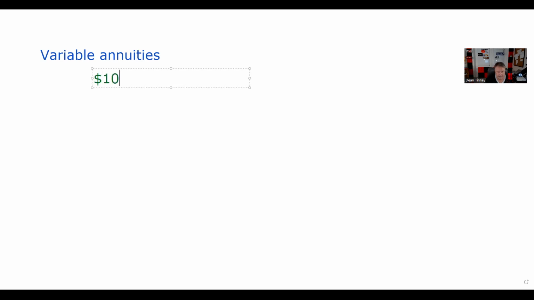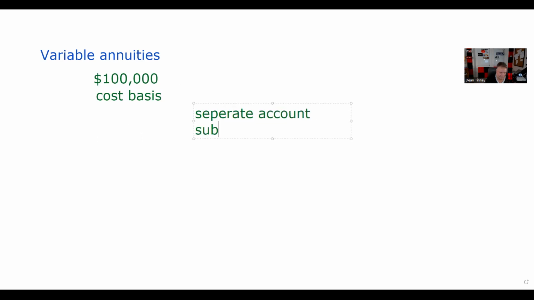And so now we're going to put $100,000 into this variable annuity. And that's money you've already paid taxes on. So this is going to be your cost basis. In your regular retirement plan, there is no cost basis, but here it is. Remember, cost basis: you took $100,000 you've already paid taxes on and put it into a variable annuity. And then what we're going to do with this $100,000 is put it in a separate account, sometimes referred to as the sub account, which is a mutual fund.